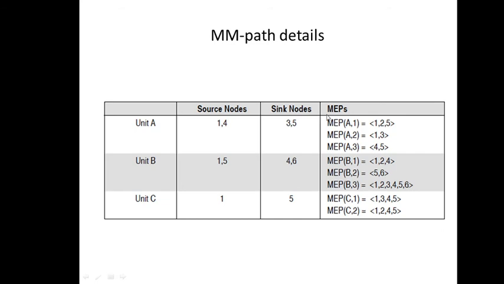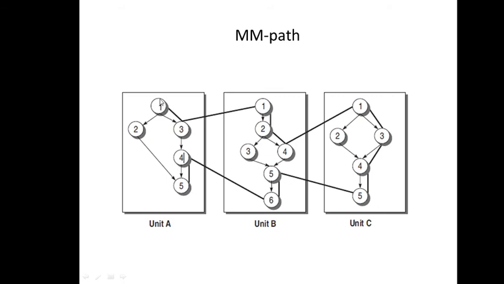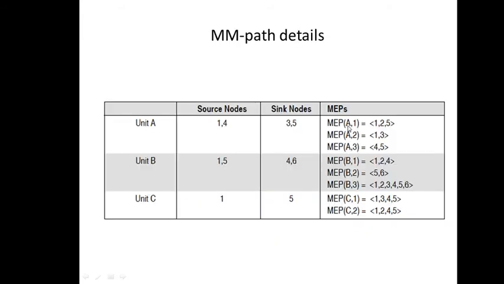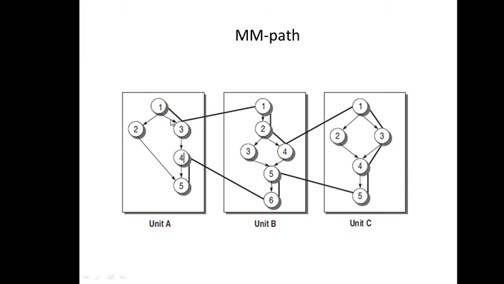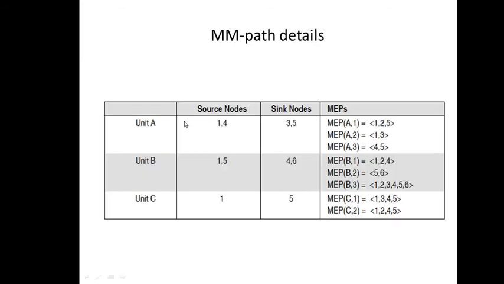So now we have to identify the module execution paths, right? A module execution path will be the path from the starting node to the end node. Now we have two source nodes and two sink nodes, right? So one path is source 1, sink 5: 1, 2, 5. So the first path is 1, 2, 5, right? Then the second path is 1 and 3, since 1 was a source node while 3 was a sink node.